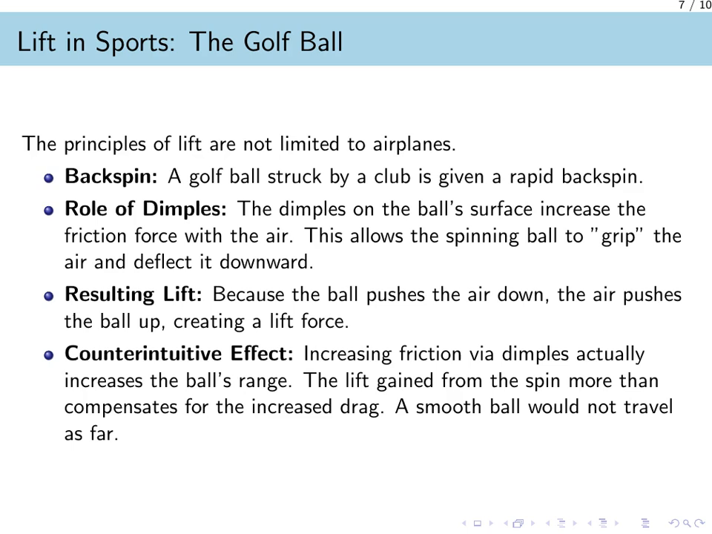Let us examine the fascinating case of a golf ball to see how this works. When a golf club strikes a ball, it imparts a very rapid backspin. The small indentations on the ball, called dimples, play a critical role. These dimples increase the surface roughness, which allows the spinning ball to more effectively grip the air flowing past it.